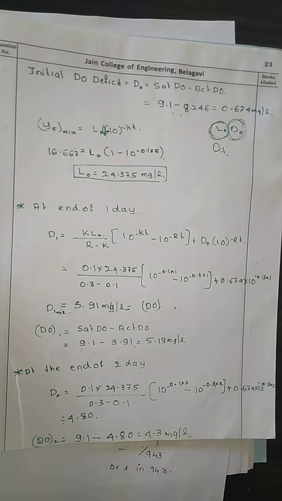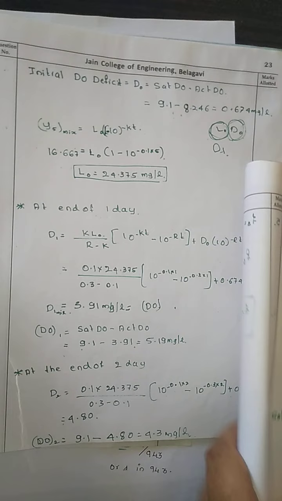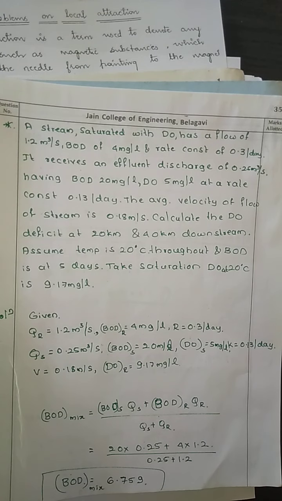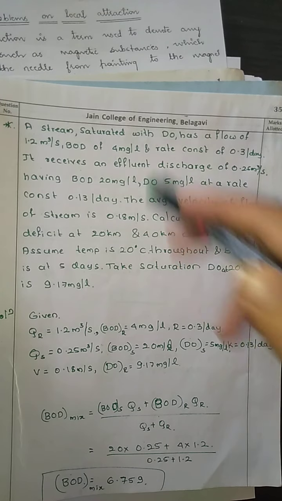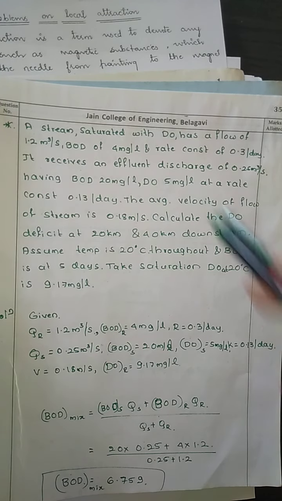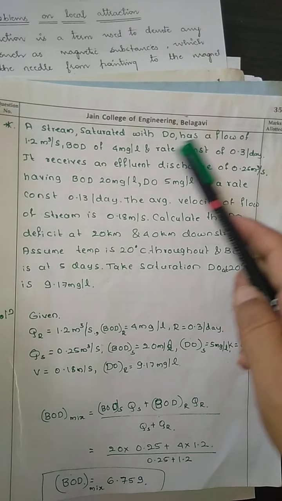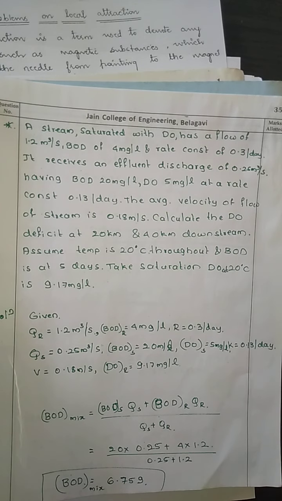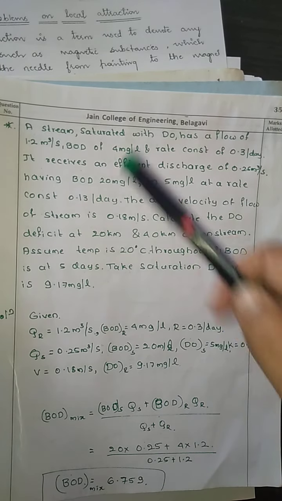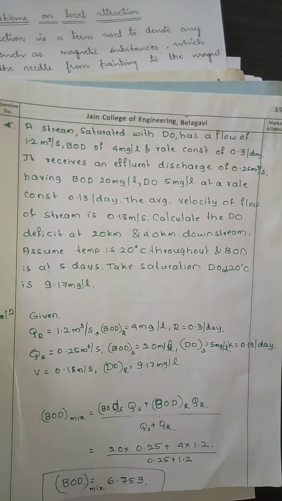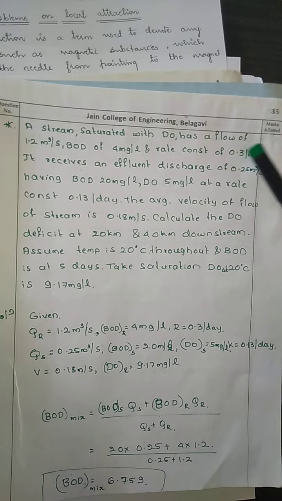Okay, now let us solve one more problem on the DO deficit. In this problem, a stream saturated with DO has a flow of 1.2 meter cube per second. That is the stream. It has a BOD of 4 mg per liter, and the rate constant is 0.3 per day.